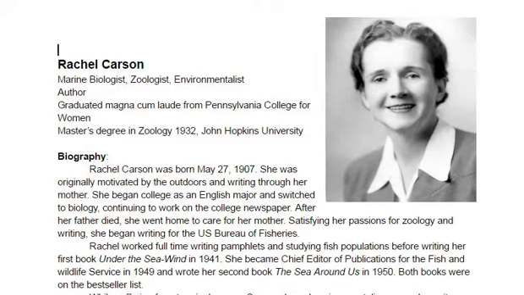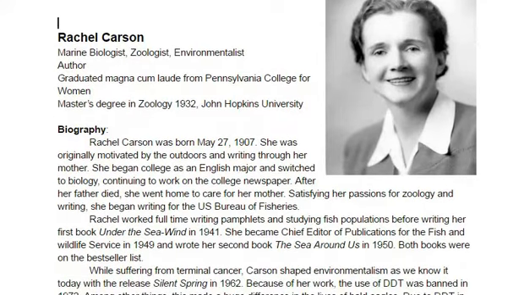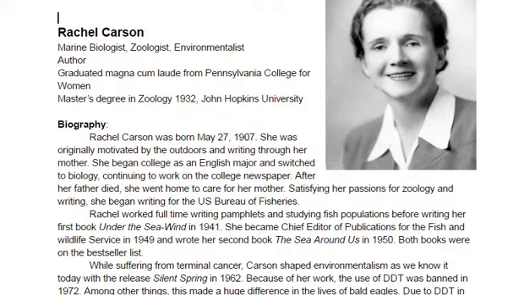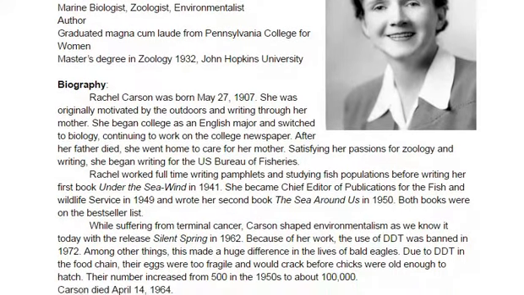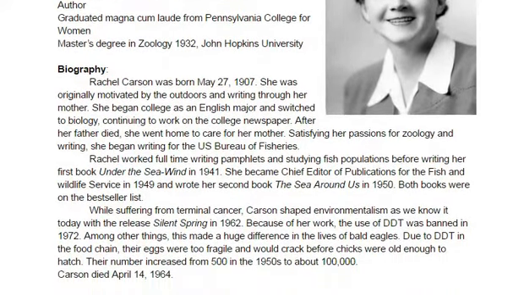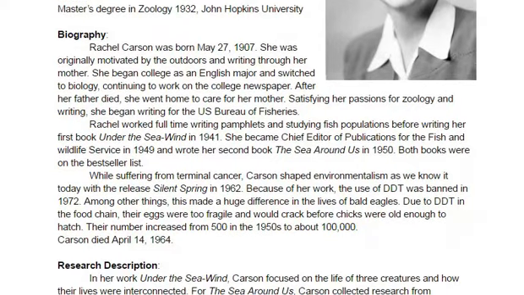Most importantly is her work with the environment. She was born in 1907. She was really motivated by the outdoors, and so she had a really good mix of biology and writing. She did a lot of work in both regards, but all of her writing usually had to do with the environment, which is awesome. Some of her main books are Under the Sea Wind, and The Sea Around Us.